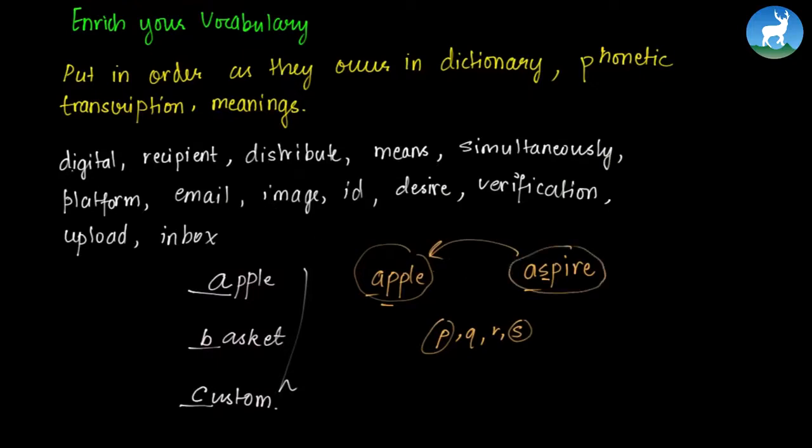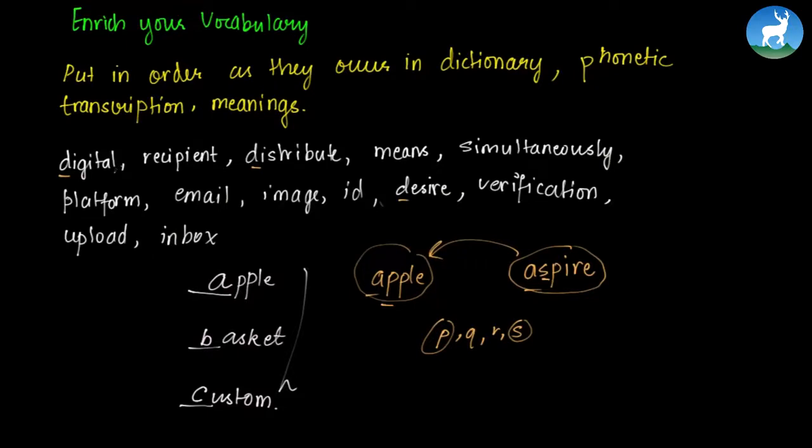Similarly, we have the words digital, recipient, distribute, means, simultaneously, platform, email, image, ID, desire, verification, upload, and inbox. Now we know that words starting with D must come first in the order of the dictionary, and we need to see the second alphabet, that's I in case of digital, I in case of distribute, and E in case of desire. So we know that desire comes first in the dictionary among these words.